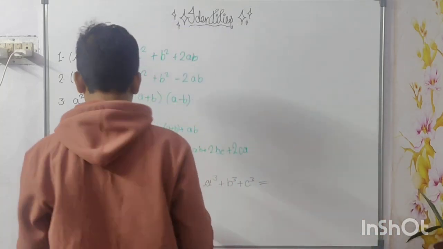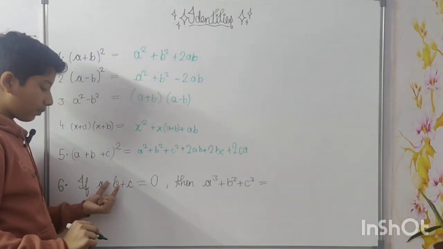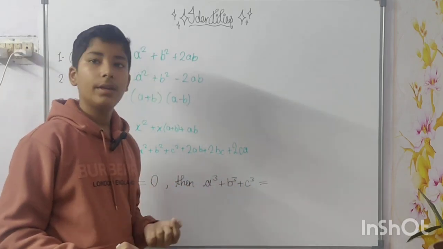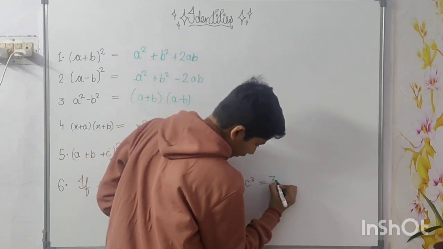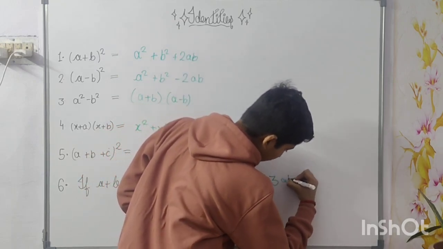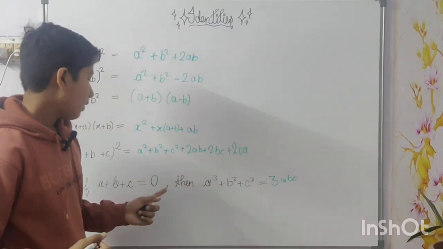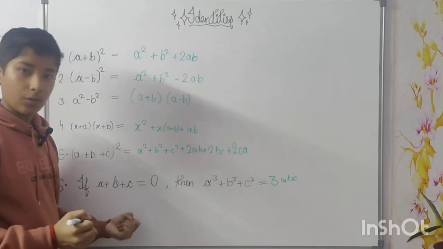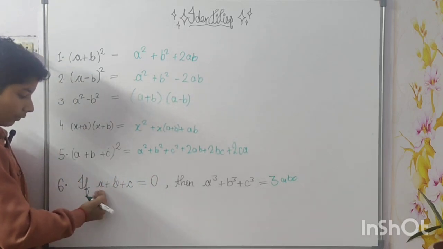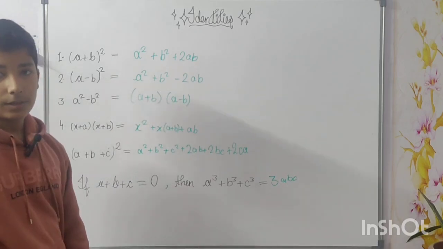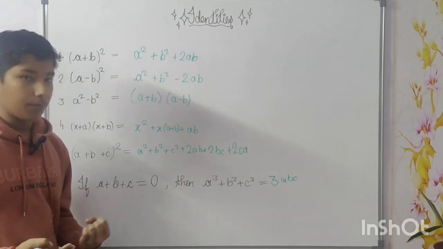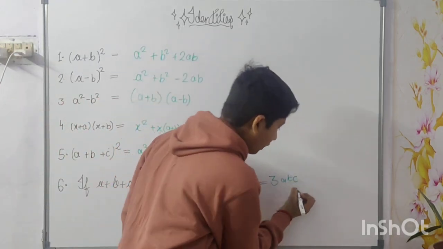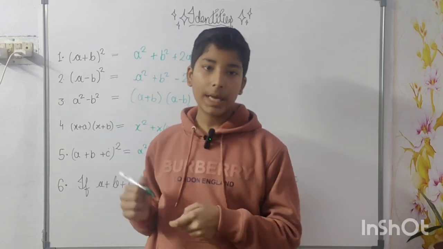Now in this one, if a plus b plus c is equal to 0, then a cube plus b cube plus c cube will be 3abc. You might be thinking how these can be 0. It can be that one of them is minus and the others are plus, or two of them are minus and one is positive. That's why. Now we will come to our next identities.